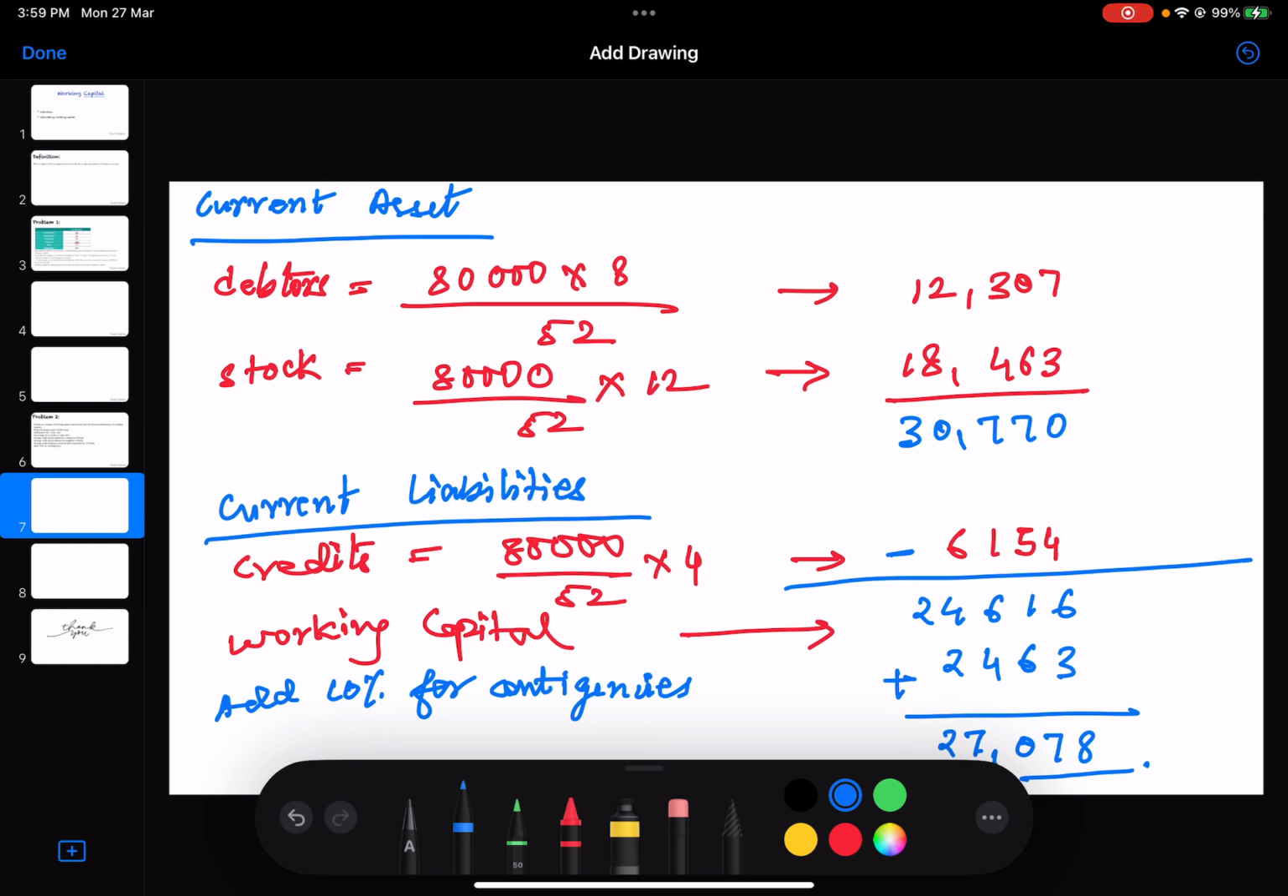I hope you have understood, you have got a clear idea of what working capital is, and you have learned how to calculate the working capital based on the given set of information. All right.